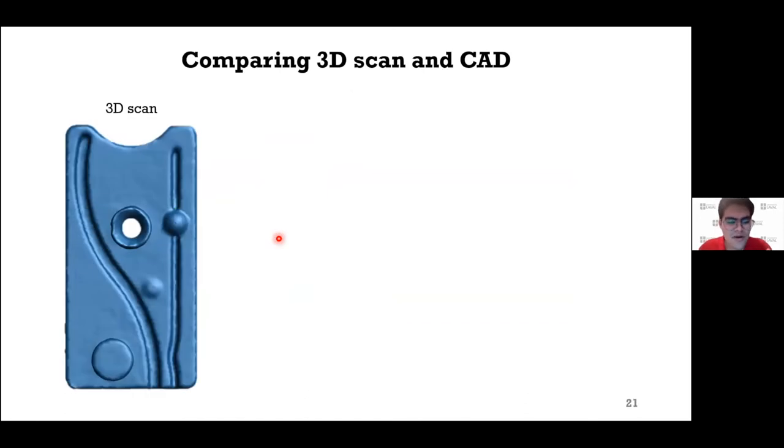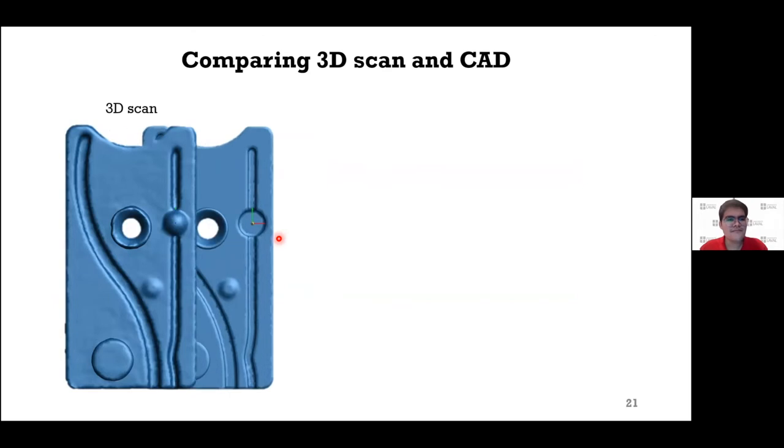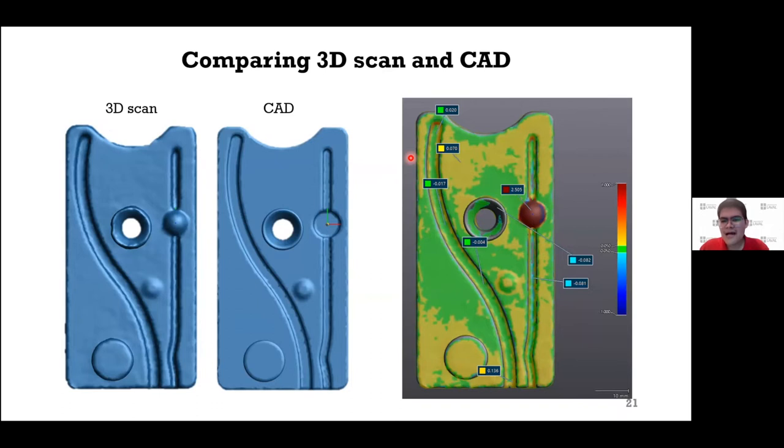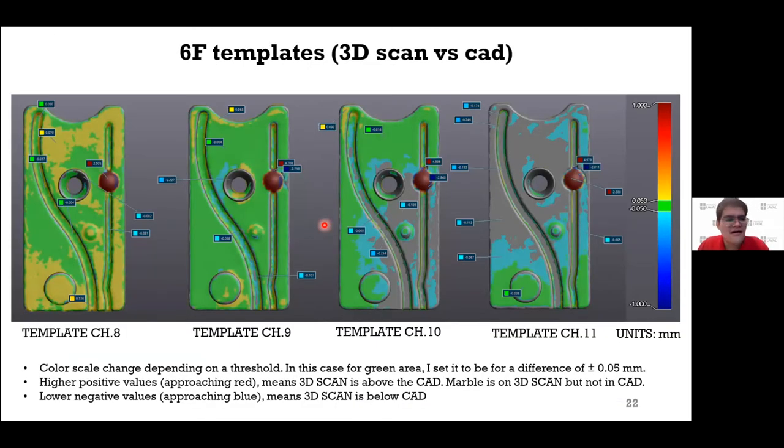So here is a 3D scan for one template. Here is the CAD. And here is a color map that indicates the distance differences between the 3D scan and the CAD. Here in the green colors, we can see distance difference between plus minus 0.05. And as we approach warm colors like red, the distance difference increases. For example, here in the marble, it is very red. That is because in the CAD, the marble is not present. So here is the result for all the four templates.